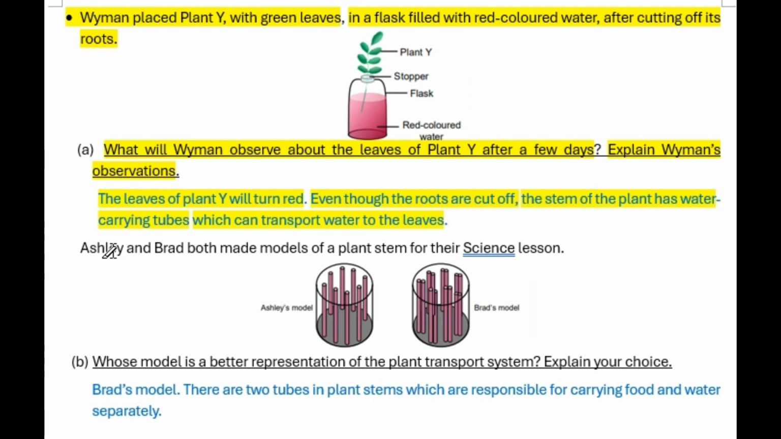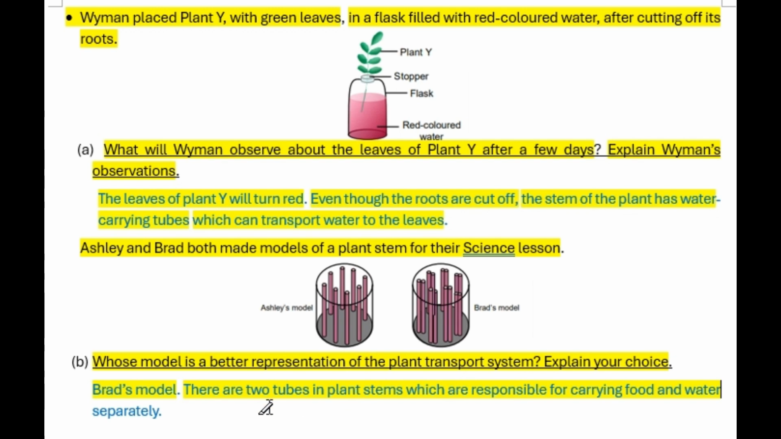Ashley and Brett both made models of a plant stem for their science lesson. B. Whose model is a better representation of the plant transport system? Explain your choice. Brett's model. There are two tubes in plant stems which are responsible for carrying food and water separately.